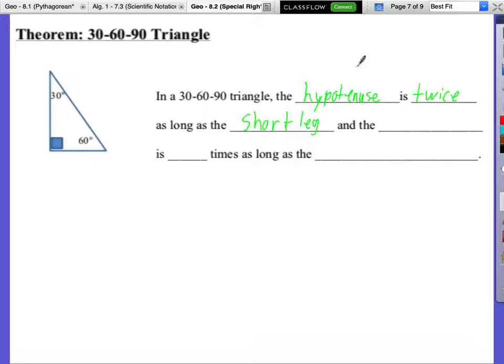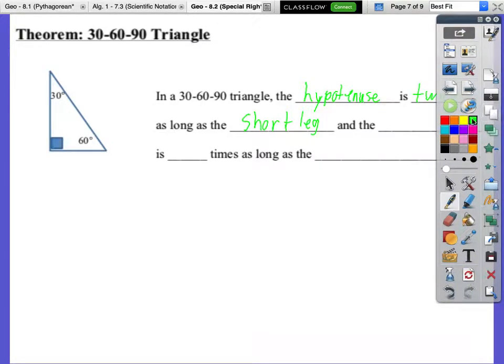Now, which one of these sides is going to be bigger, the one opposite 30 or the one opposite 60? Yeah, the one opposite 60 is going to be bigger, right? Because this is a bigger angle. So we call the one opposite 30 our short leg. Okay? So we're going to draw the first part of the map, and then we'll come back to it more in a bit. So let's draw the first part of the map here.